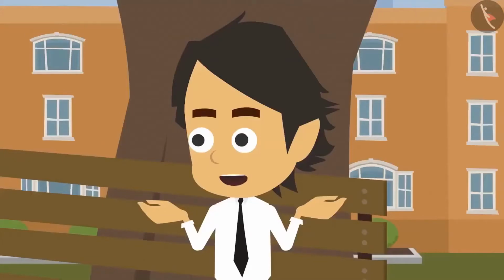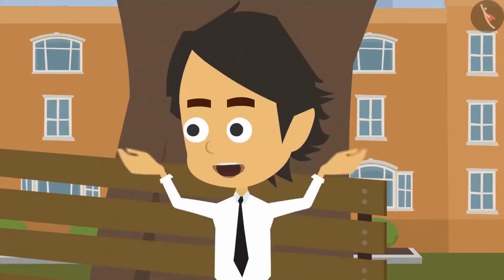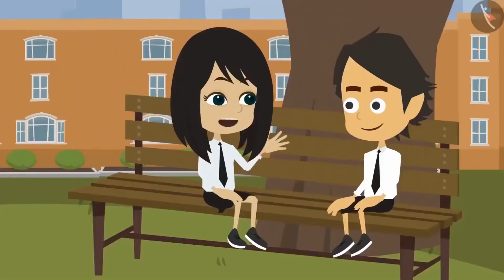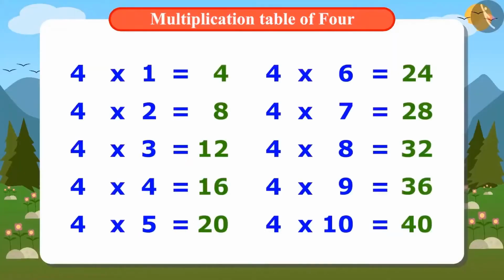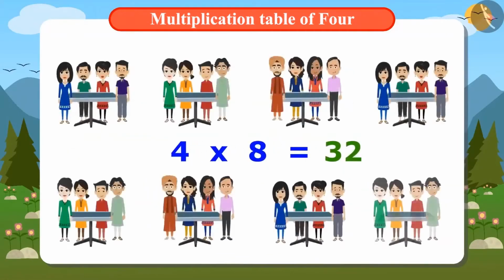But my problem hasn't been resolved. How many tables are needed for 32 guests? Hey, we already know it. Look, 32 comes in the multiplication table of 4 when we multiply 4 by 8. That means you need 8 tables.